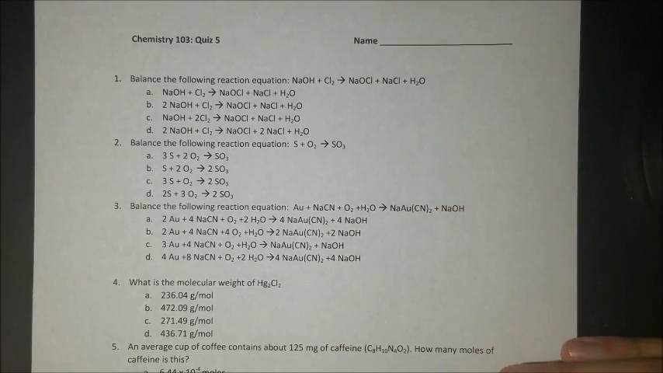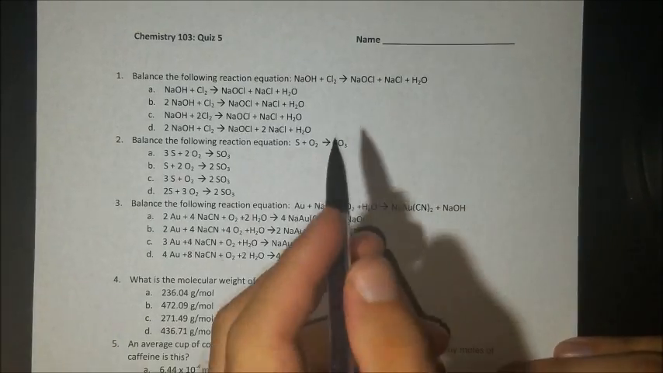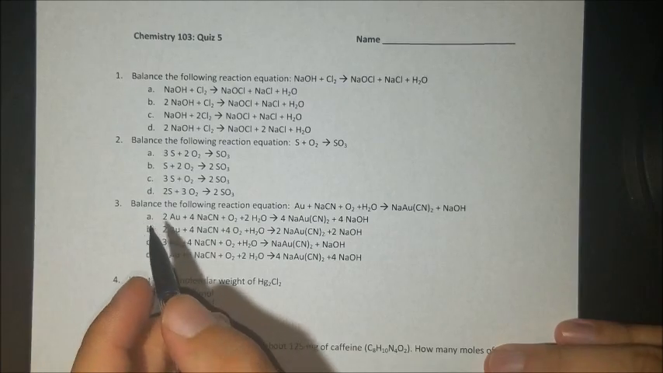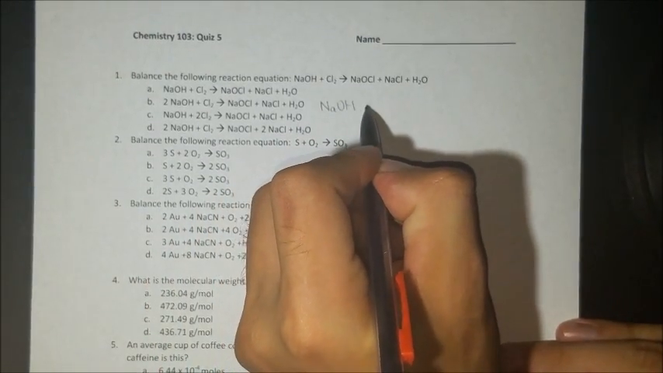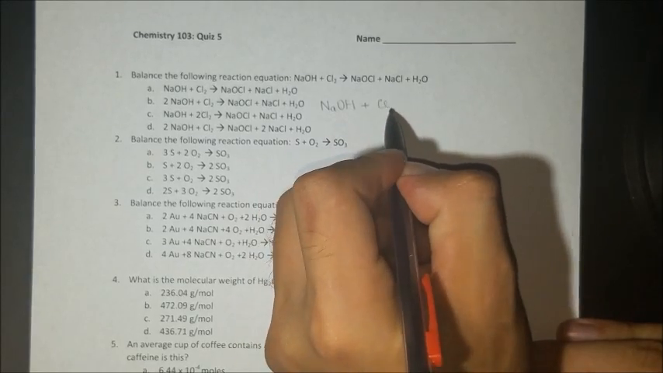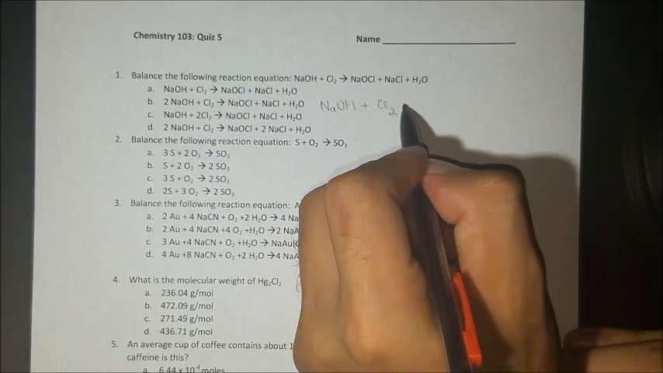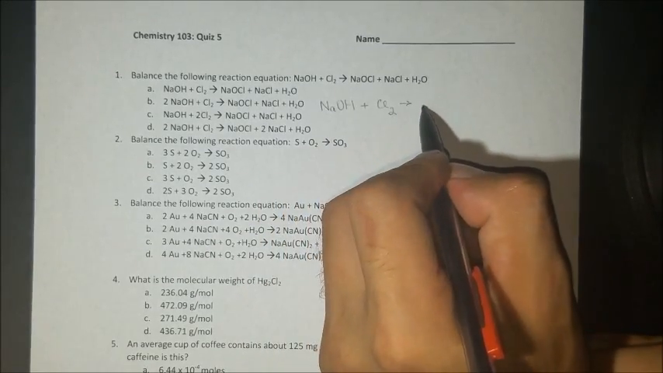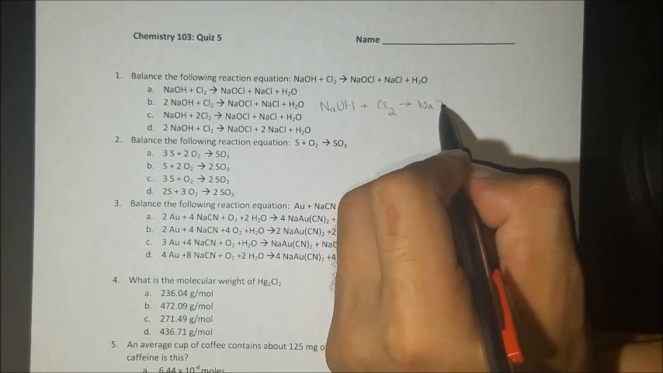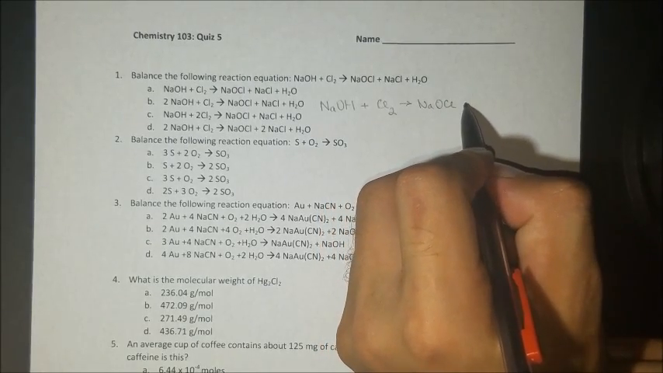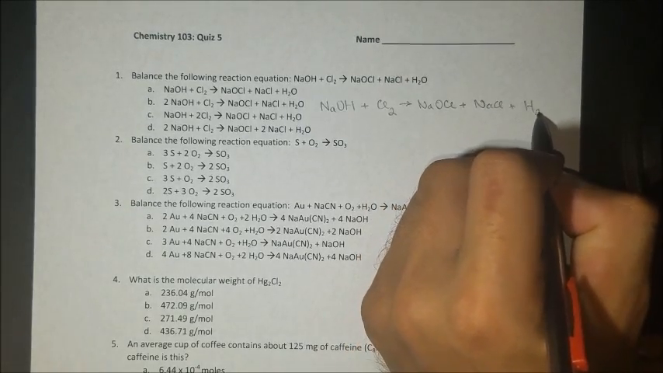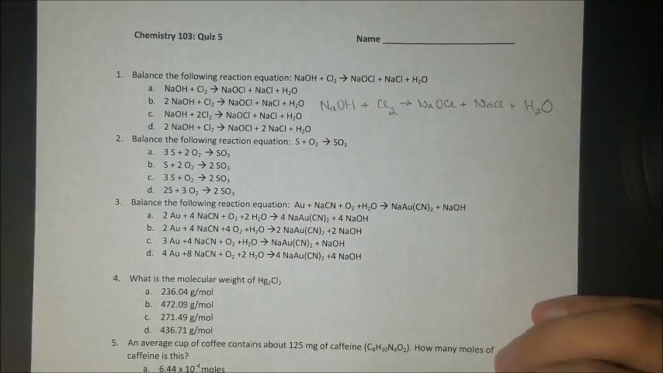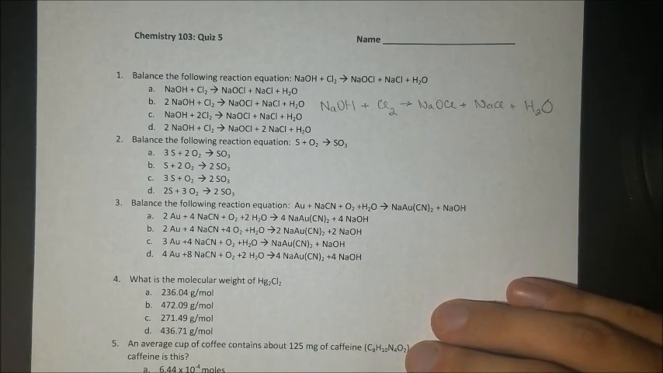Alright, so for quiz number 5, the first thing we've got is this equation, and number 1 asks us to balance it. So let me go ahead and write it out, that way we can have our mole-to-mole coefficients in the equation without making a big mess. Okay, here's our equation.